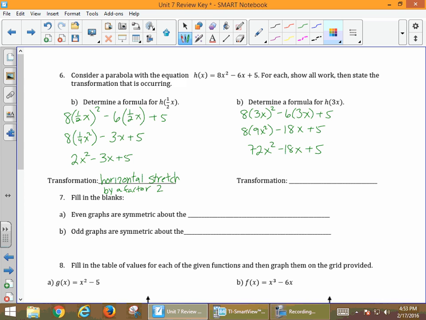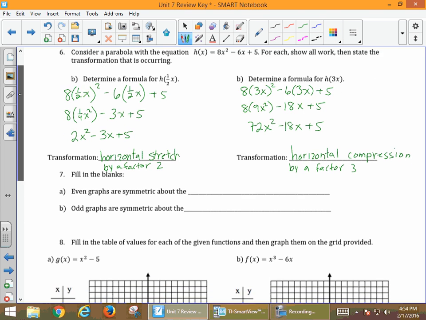So multiplying by 3 on the inside with x, think opposite. So I'm not stretching, I'm actually a horizontal, it's still on the horizontal axis, compression this time by a factor of 3. And that takes care of question number 6.